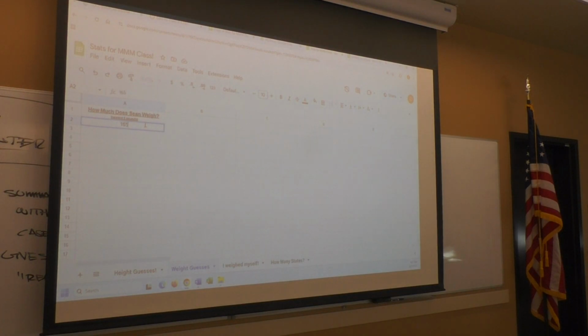165. Chance, how much do I weigh? Nearest 5 pounds. 160. Nate, 155. Nancy, 155. Josiah, 185. Jade, 175. Elaine, 160. Amelia says 175. Kate, 170. Hope says 180.